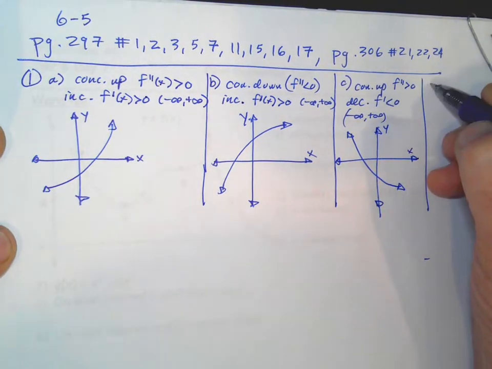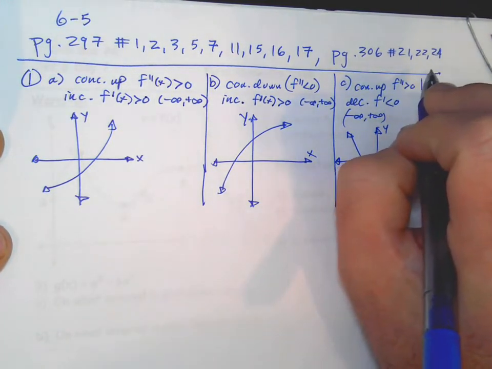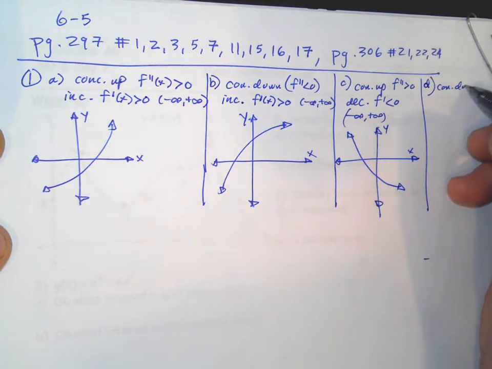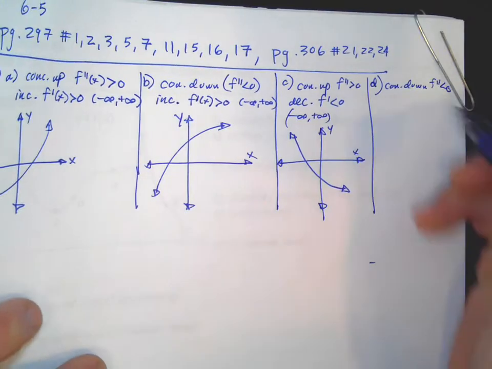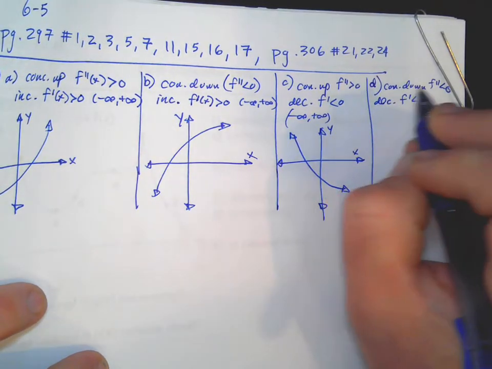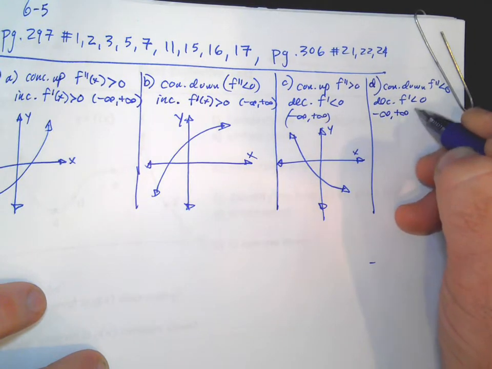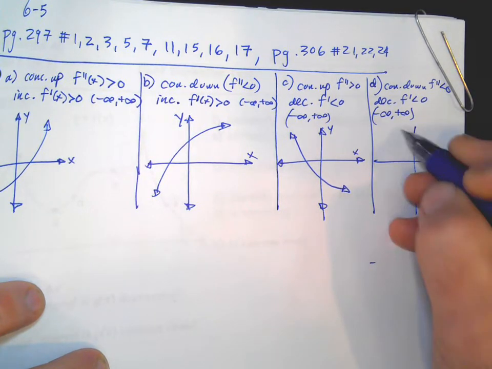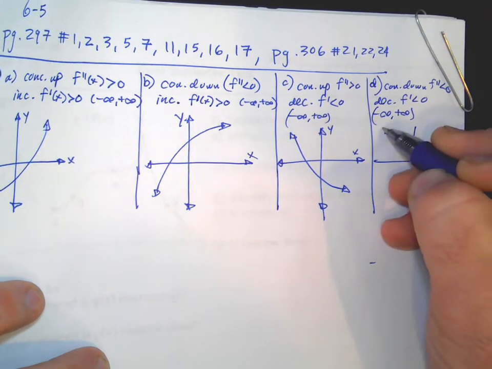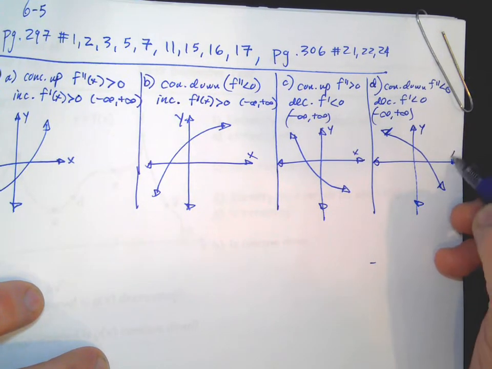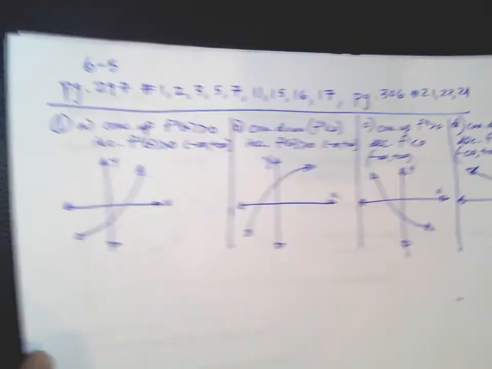And then D says function is concave down and decreasing. So concave down, so f double prime is negative. And it is also decreasing, so f prime is negative on the interval negative infinity to positive infinity. A quick sketch of that would be decreasing and concave down. So something like this. It's going down left to right, and it's also curved downwards. So that's what you were doing, number one.